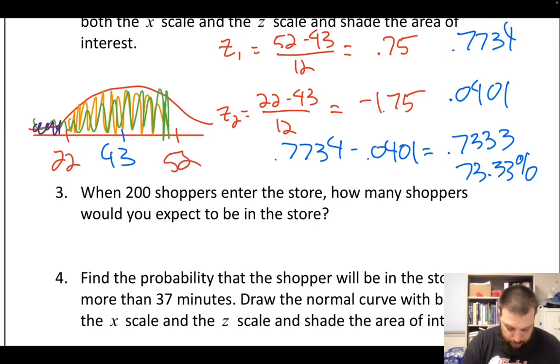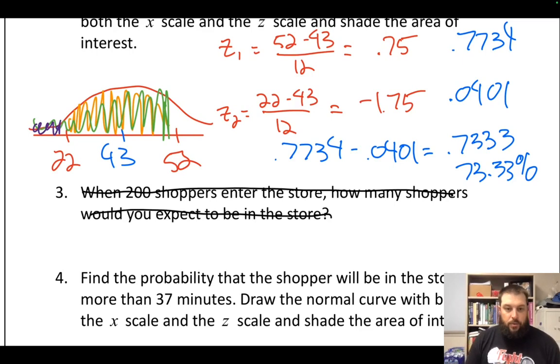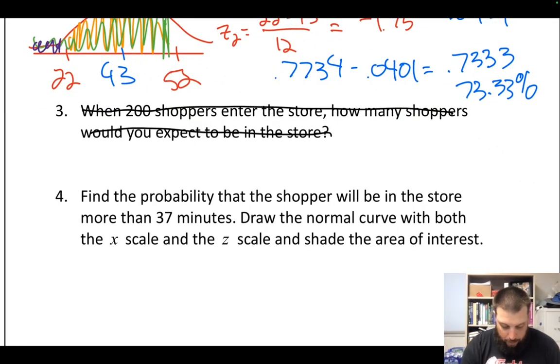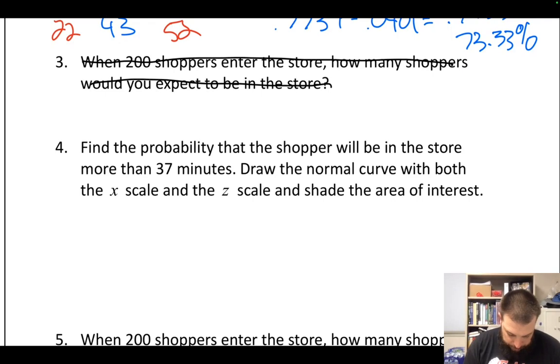All right, so we're going to skip 3. Don't necessarily like how that problem's worded, and trying to reword it can be a little confusing. So I'm just going to skip that now, and we'll keep focusing on the z-score idea. So we look at number 4 here. We want to find the probability that the shopper will be in the store more than 37 minutes. So we're going to draw our normal curve and work through that.